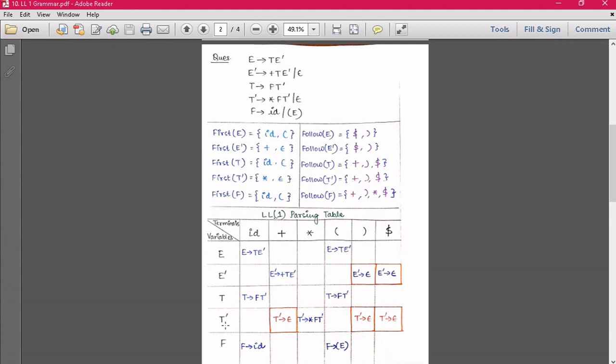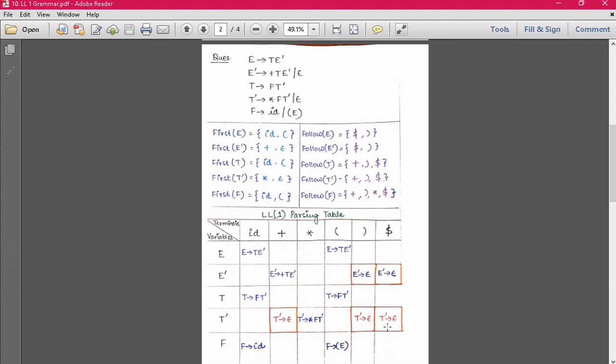So how will you see T dash from here and star from here? This will be mapped here, and then you will find out the follow of T dash. What is follow of T dash? Follow of T dash is plus, ending bracket and dollar. So you can see plus, ending bracket and dollar at the place of these particular terminals corresponding to T dash. This production, the epsilon production, will be mapped.